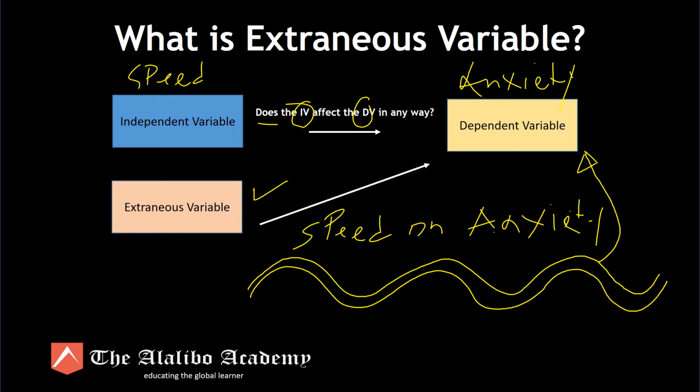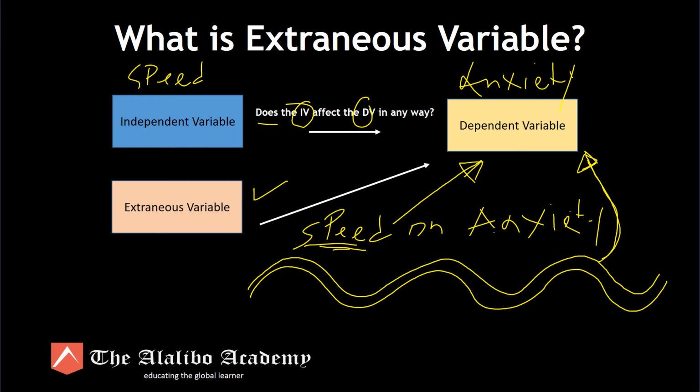The expectation of a drop and an incline, and the expectation of a drop, could also impact the anxiety level of the passengers. And if that is the case, then you cannot be sure that speed, and speed alone, is what is impacting the dependent variable of anxiety. You can't be sure of that. And because you're not sure, your results will be unreliable.